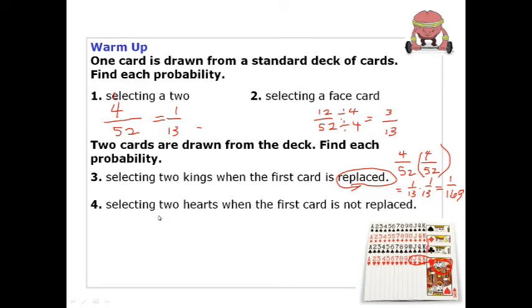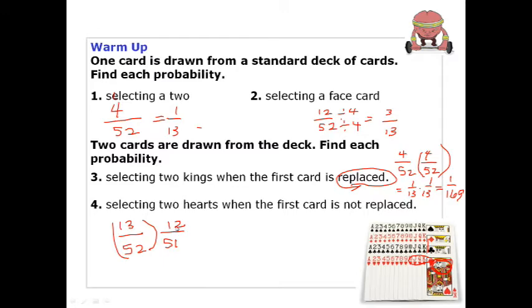Last of all, I have selecting 2 hearts when the first card is not replaced. Now remember, there are 4 suits in the deck, 13 cards to a suit, so I have 13 out of 52 chance of selecting 1 heart. Now I'm not replacing that card. So I now have 51 cards left. I've already used 1 heart, which means I have 12 left.